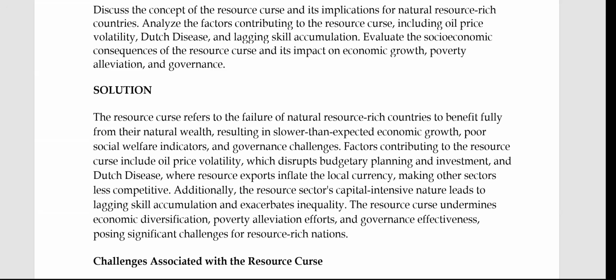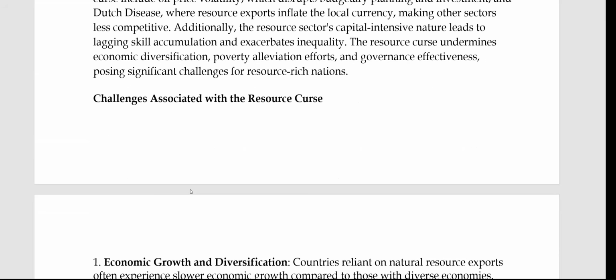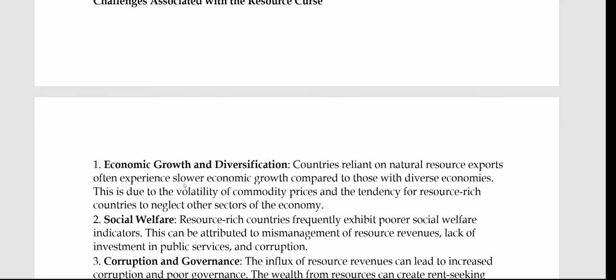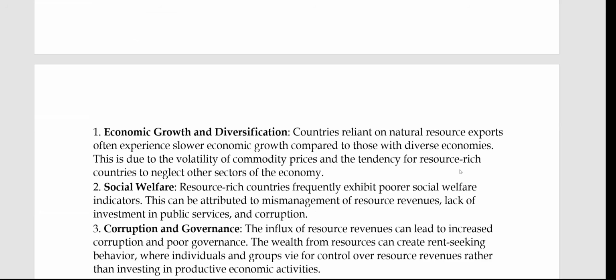Okay. So this is what we call the resource scarce. So they can ask you a question on the resource scarce. It's mostly economic. When you see our syllabus, there's something called petroleum economics, and the deep economics that used to be there, they've taken it out. Now it's just theory, like what is the resource scarce? What are the challenges associated with the resource scarce? Some of the challenges are economic growth. Countries who rely on natural resource exports often experience slower economic growth compared with those with diverse economies, right? This is one of the problems with the resource scarce.